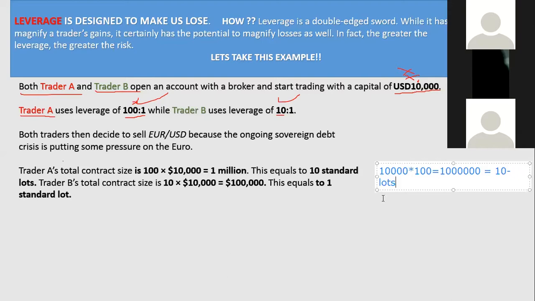If I'm wrong in my maths, please let me know. Trader B's total contract size: he has $10,000 also, but he has leveraged 10, and that is 100,000 units, which equals 1 lot. So we are following both of them. Trader A has leveraged more than trader B, right?